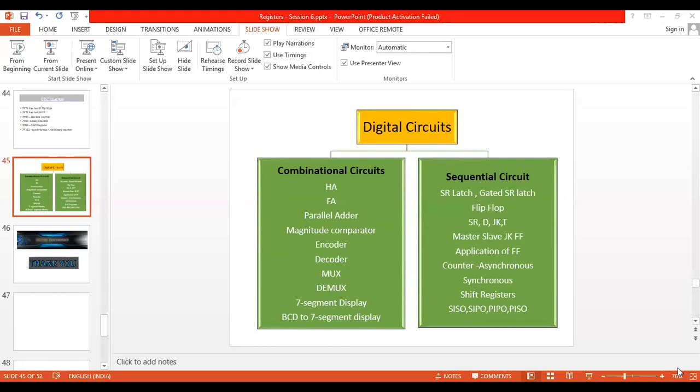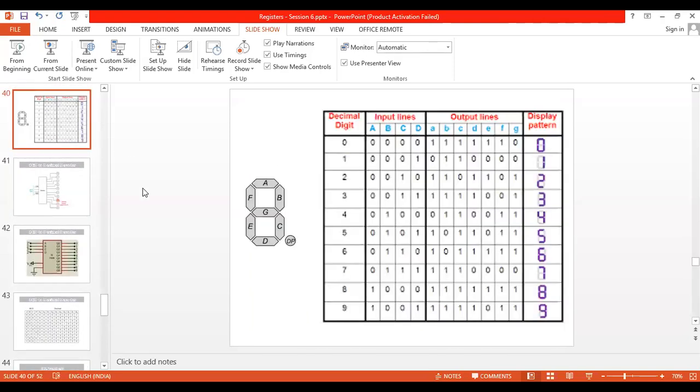What is 7 segment? Seven segment display is this one. So this is 7 segment: 1, 2, 3, 4, 5, 6, 7. These are the 7 segments. So which segment do you want to light? If you want to make 1 in the output, light B and C, so that you will get 1 in the output. So that is the 7 segment.